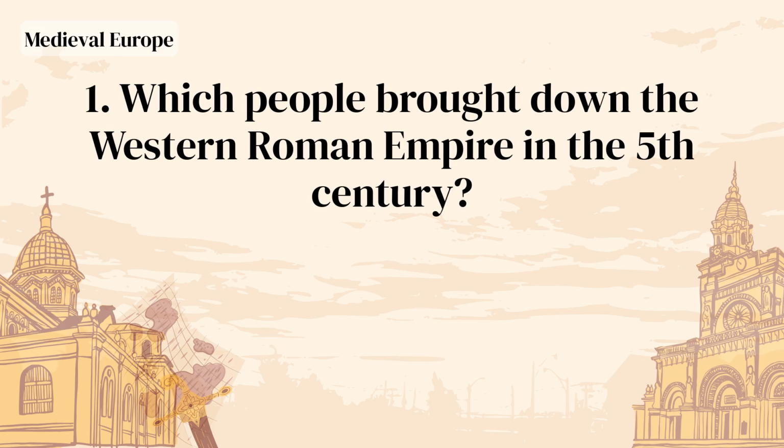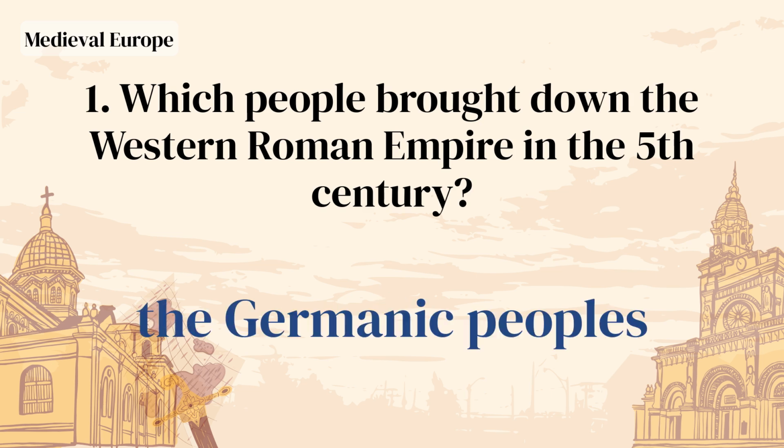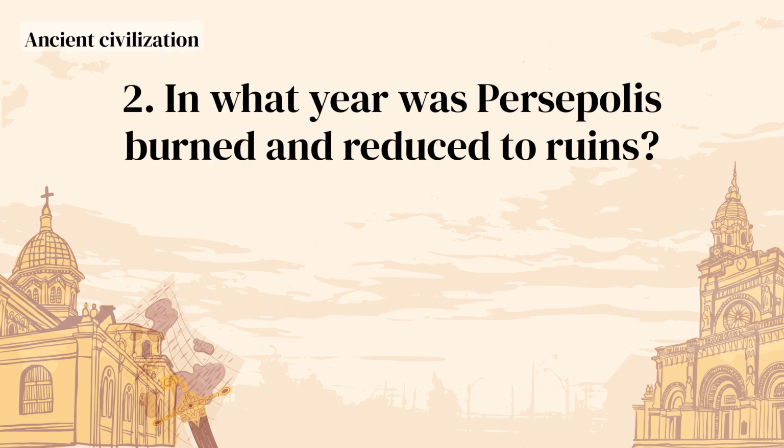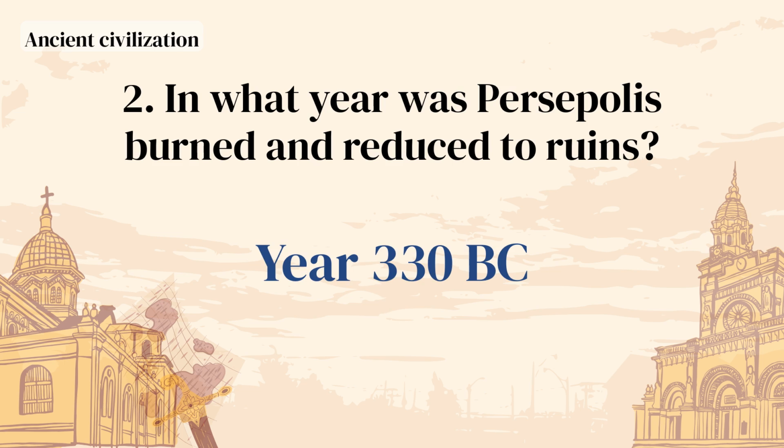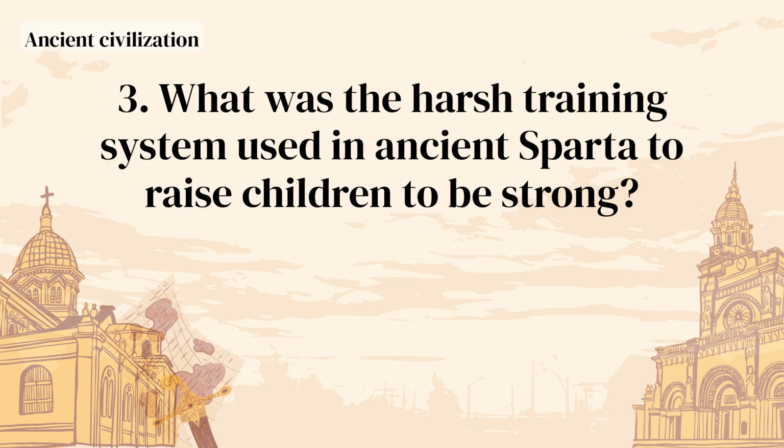Which people brought down the Western Roman Empire in the 5th century? The Germanic peoples. In what year was Persepolis burned and reduced to ruins? Year 330 BC. What was the harsh training system used in ancient Sparta to raise children to be strong?